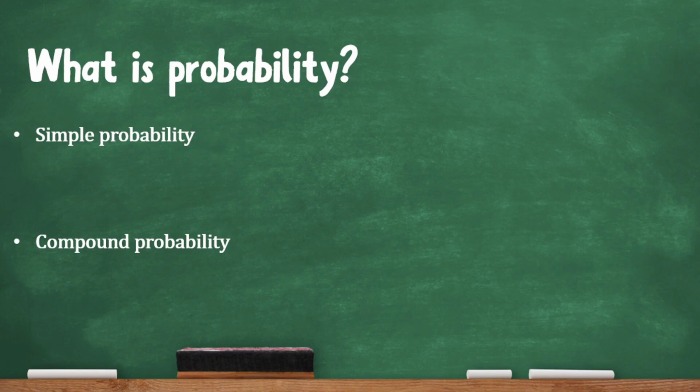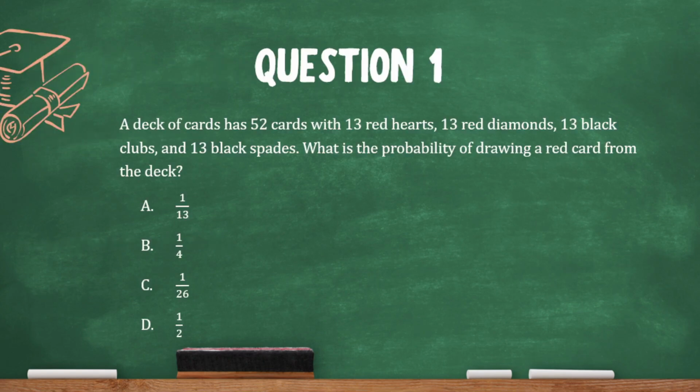So let's take a look at an example. Number 1, a deck of cards has 52 cards with 13 red hearts, 13 red diamonds, 13 black clubs, and 13 black spades. So that's the standard deck of cards, right? What is the probability of drawing a red card from the deck?